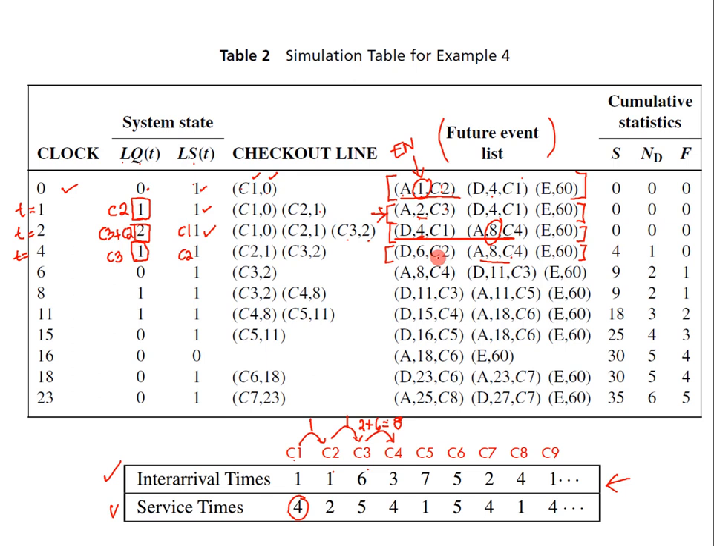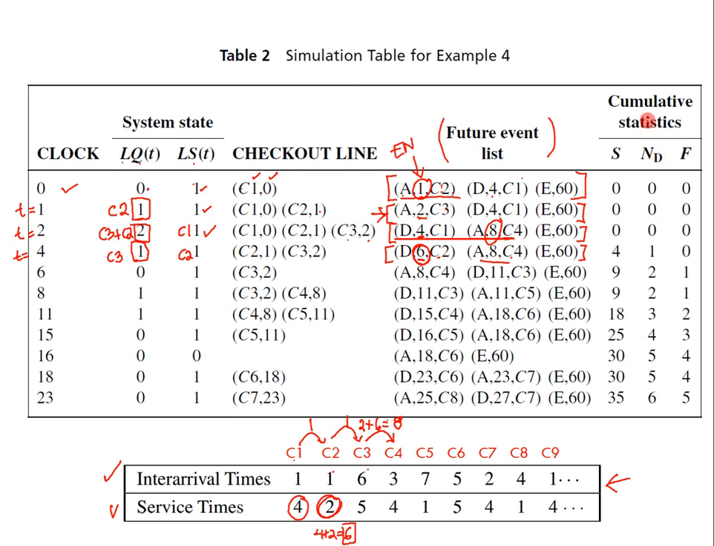Customer 2 is at the cashier. So when will customer 2 depart? At time 6. How do we know? At time 6 because the service time of customer 2 is 2. Right now it is time 4. So 4 plus 2 is 6. So customer 2 will depart at time 6. That's why we have 6 here.